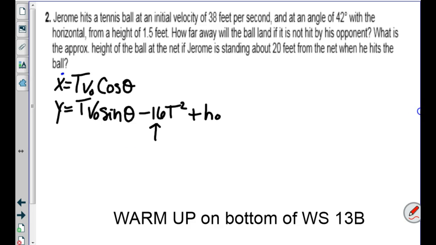Okay. Jerome hits a tennis ball at an initial velocity of 38 feet per second. Be really careful because, oh, v sub 0, not at the top there. A lot of times people switch the v and the theta somehow. So this is an angle of 42 degrees, so that's the theta. Initial height of 1.5 feet goes in h sub 0.